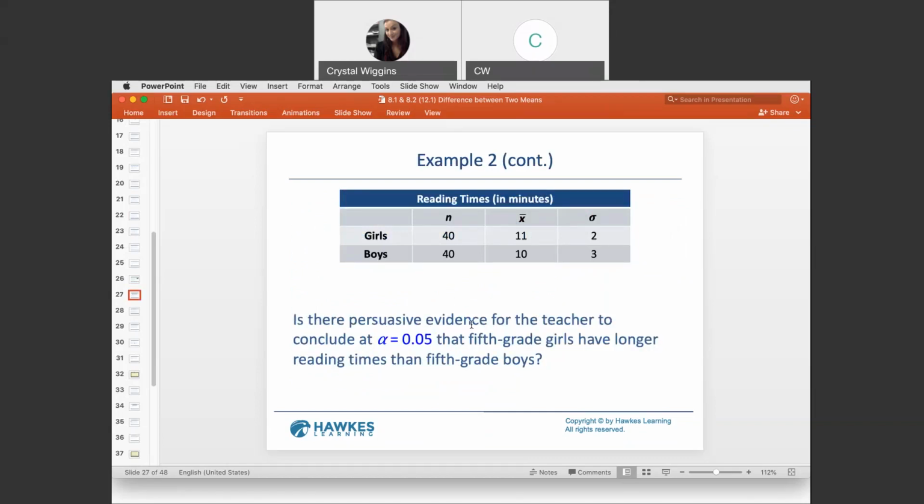So remember, when we are setting up our hypothesis, we have to translate the claim. Here we are curious about a one-sided test. We're curious if the girls are longer. We don't particularly care if the girls are on average taking less time. So that will affect what we do to set up this test.